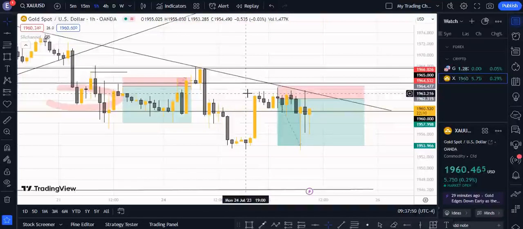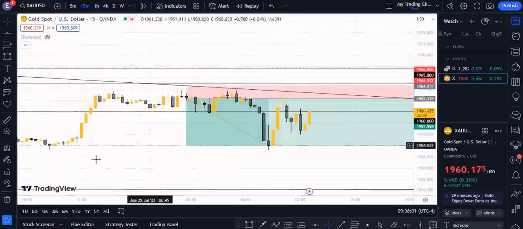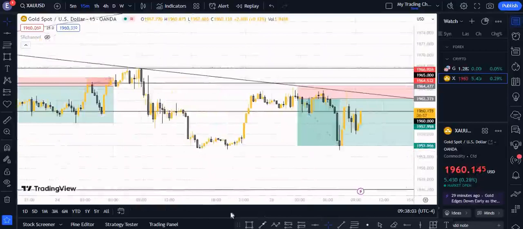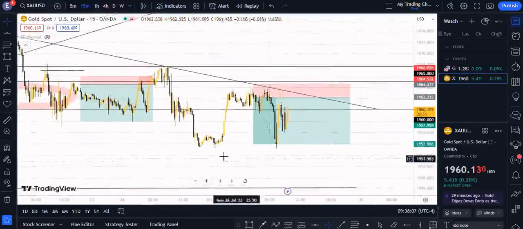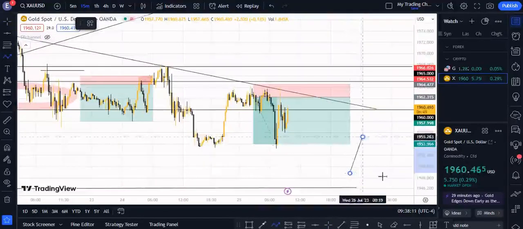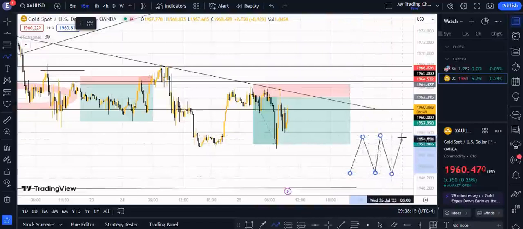Now what gives us the chance to enter this trade is that the market creates something we call a triple top. Let me switch to my 15-minute time frame so you can see it more clearly. You can see the market creates a triple top. This is how the triple top looks: the first leg, the second leg, and the third leg. This is called a triple top.